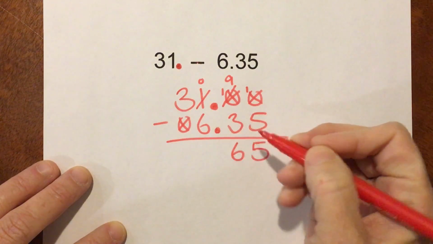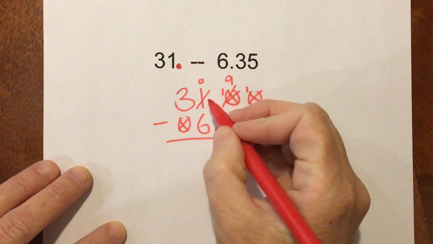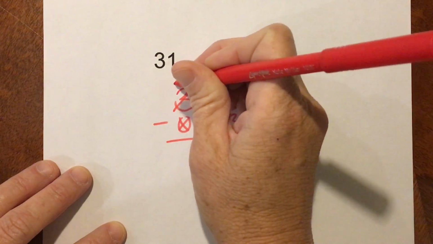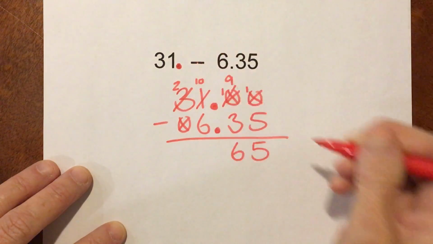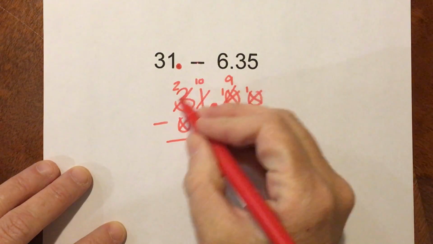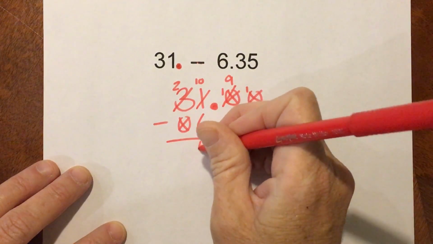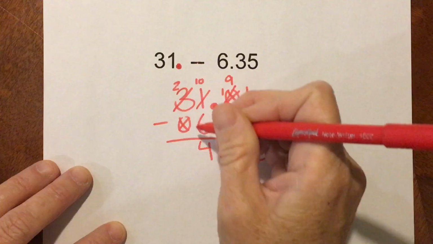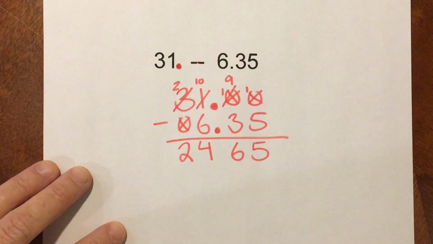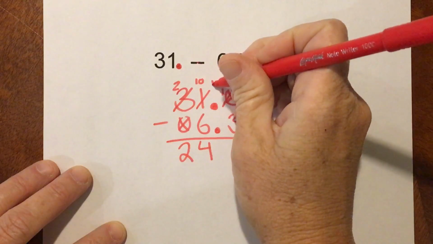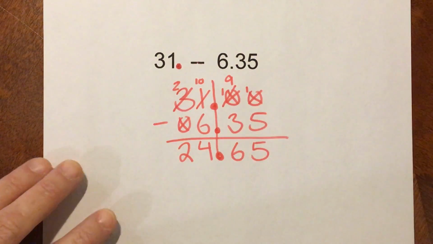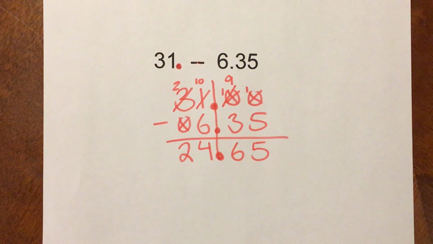0 take away 6, not possible. So I have to come over here and borrow. He becomes a 2, and he becomes a 10. Okay, 10 take away 6 is 4. 2 take away 0 is 2. Okay, so that was a really tricky subtraction. And then step five is I'm going to bring down my decimals with a line. Okay, let's try some of these.